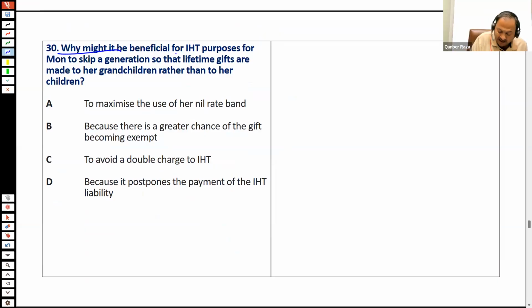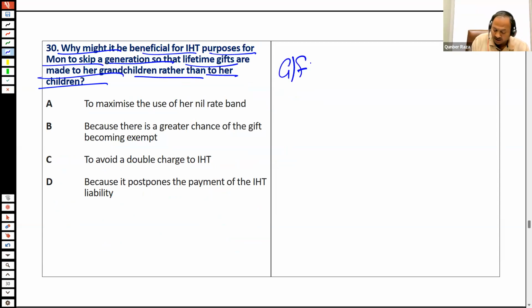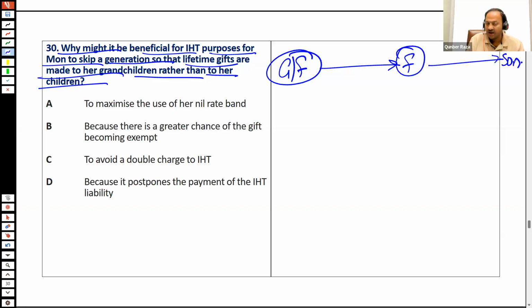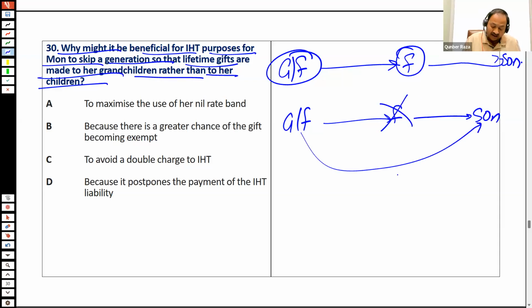Why might it be beneficial for IHT purposes for Moon to escape a generation so that lifetime gifts are made to children rather than to her children? I hope you recall the concept of escaping the generation. What is escaping the generation? For example, a person named as grandfather, estate transferred to father, and from father transferred to son. That is the normal practice of IHT. Skipping the generation says from grandfather to father to son, directly transferred to son. That is skipping the generation.